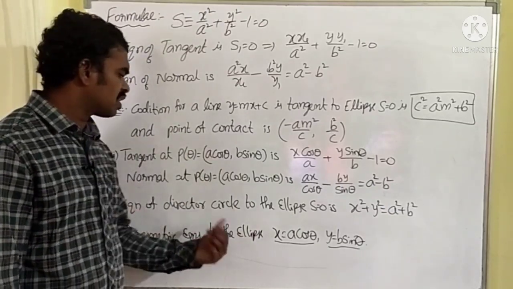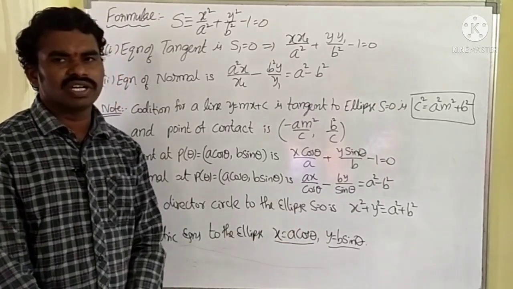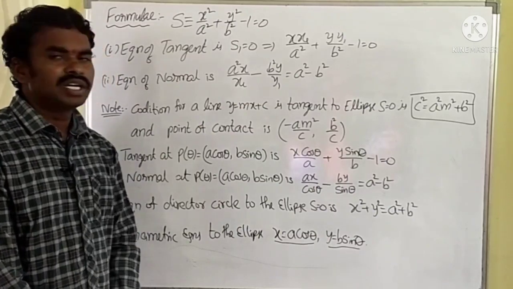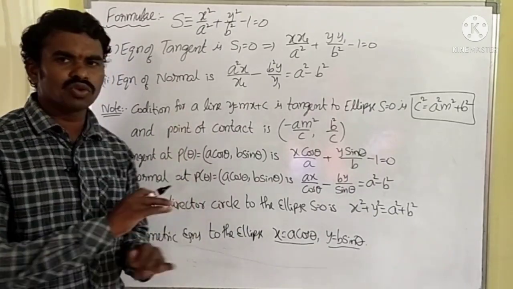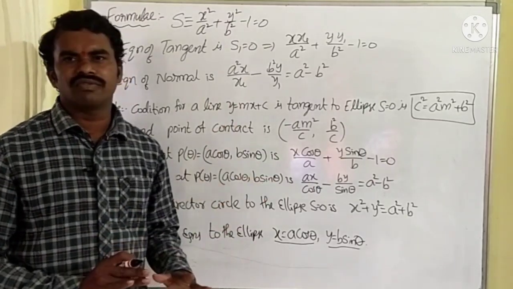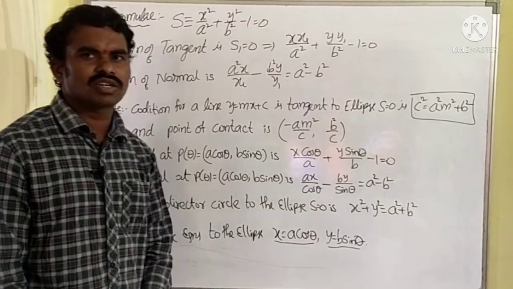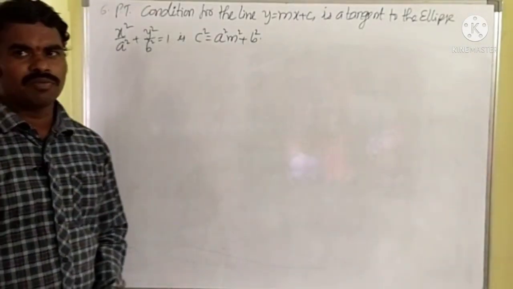Next, equation of director circle to the ellipse S equal 0 is x square plus y square equal a square plus b square. So these are some of the most important formulas. In part 1 we have learned some formulas, in part 2 these are the formulas. Totally these are all the formulas. So let us see the next problem based on these concepts. Just now we have seen the formula.